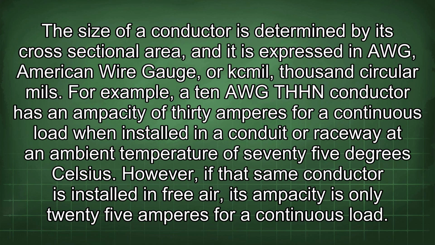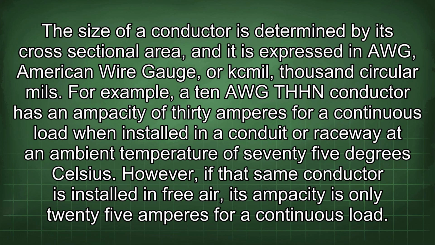The size of a conductor is determined by its cross-sectional area, and it is expressed in AWG, American wire gauge, or kcmil, 1000 circular mils. For example, a 10 AWG THHN conductor has an ampacity of 30 amperes for a continuous load when installed in a conduit or raceway at an ambient temperature of 75 degrees Celsius.